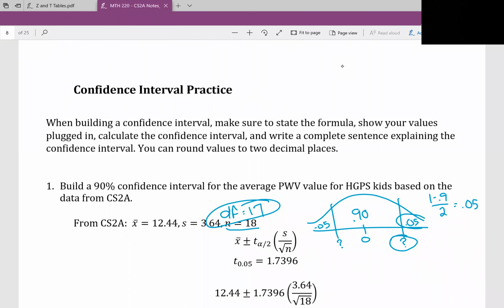So your X bar is 12.44. The value you're going to plug in for T is 1.7396. Your value for S is 3.64 divided by the square root of your sample size. Okay, if you want to get some practice calculating this confidence interval on your own, go ahead, pause this right now. Otherwise, I'm going to keep on going, okay?